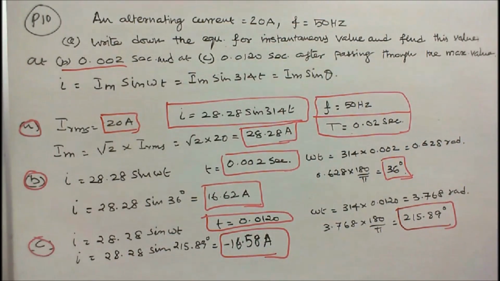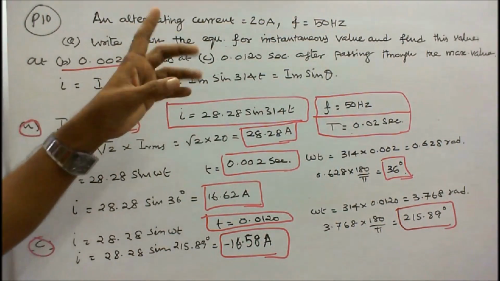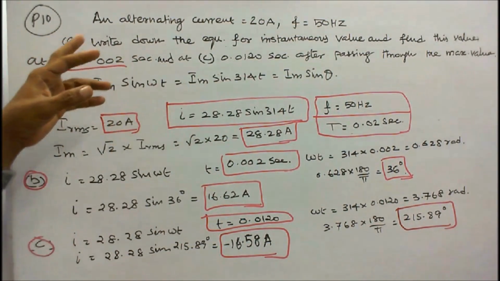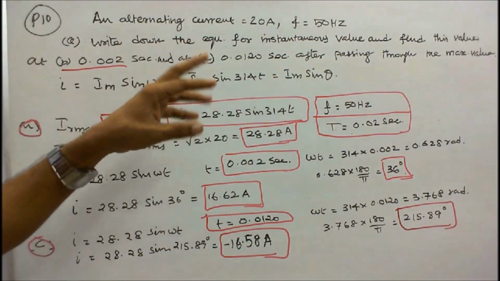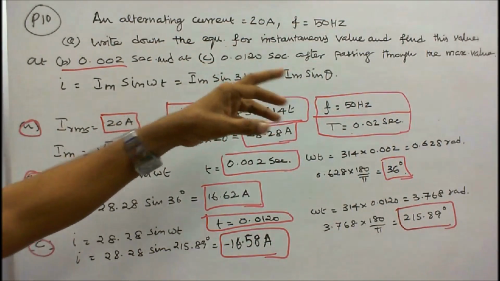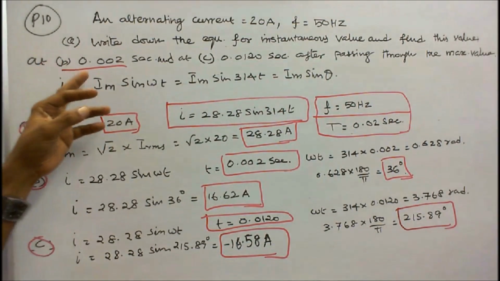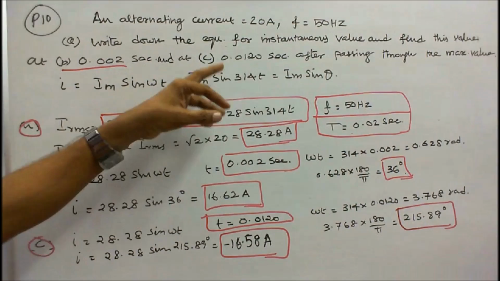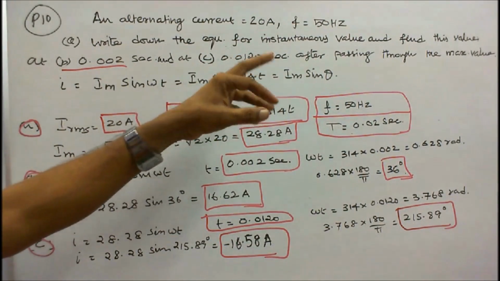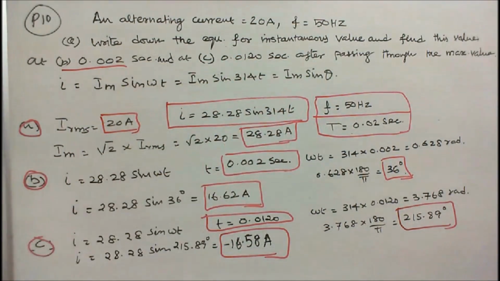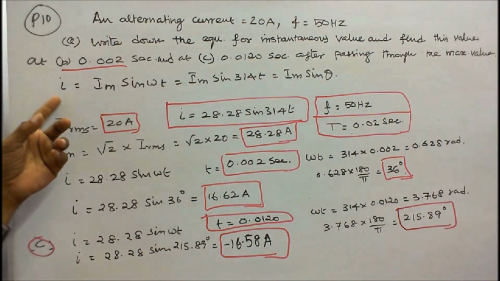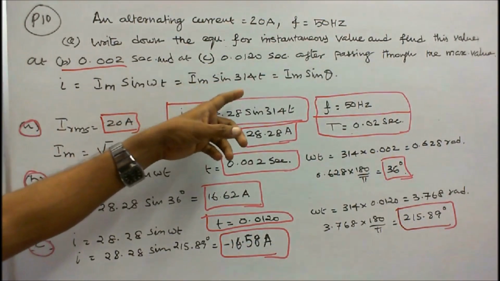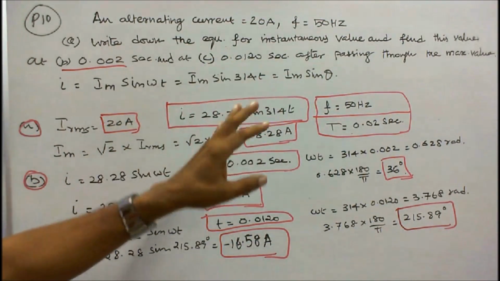Problem number 10. An alternating current of 20 amps, frequency 50 Hz. The question is A, write down the equation for instantaneous value and find this value at B, 0.002 seconds and at C, 0.0120 seconds after passing through the maximum value. The instantaneous value I is equal to Im into sin omega t, that is equal to Im into sin 314 t, that is equal to Im into sin theta.